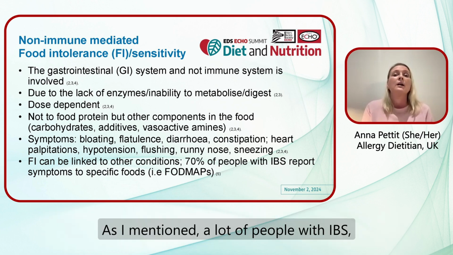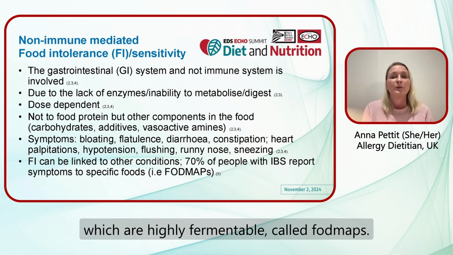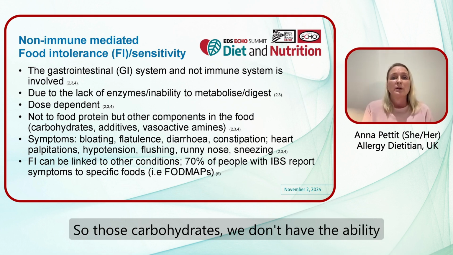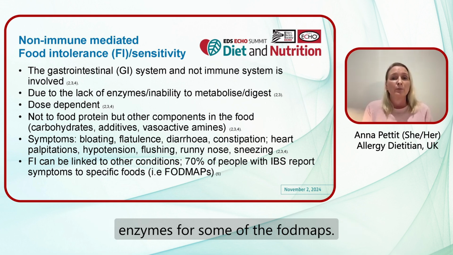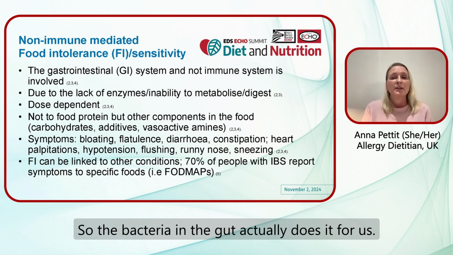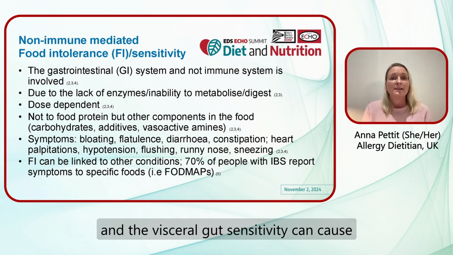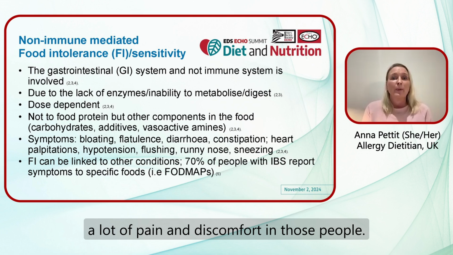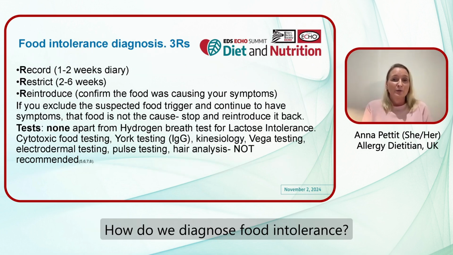So, as I mentioned, a lot of people with IBS report sensitivity to particular foods which are highly fermentable, called FODMAPs. Those carbohydrates, we don't have the ability to digest them because we don't hold the enzymes for some of the FODMAPs. So the bacteria in the gut actually do it for us. And as the fermentation happens, the gut distends, and the visceral gut sensitivity can cause a lot of pain and discomfort in those people. So how do we diagnose food intolerance?